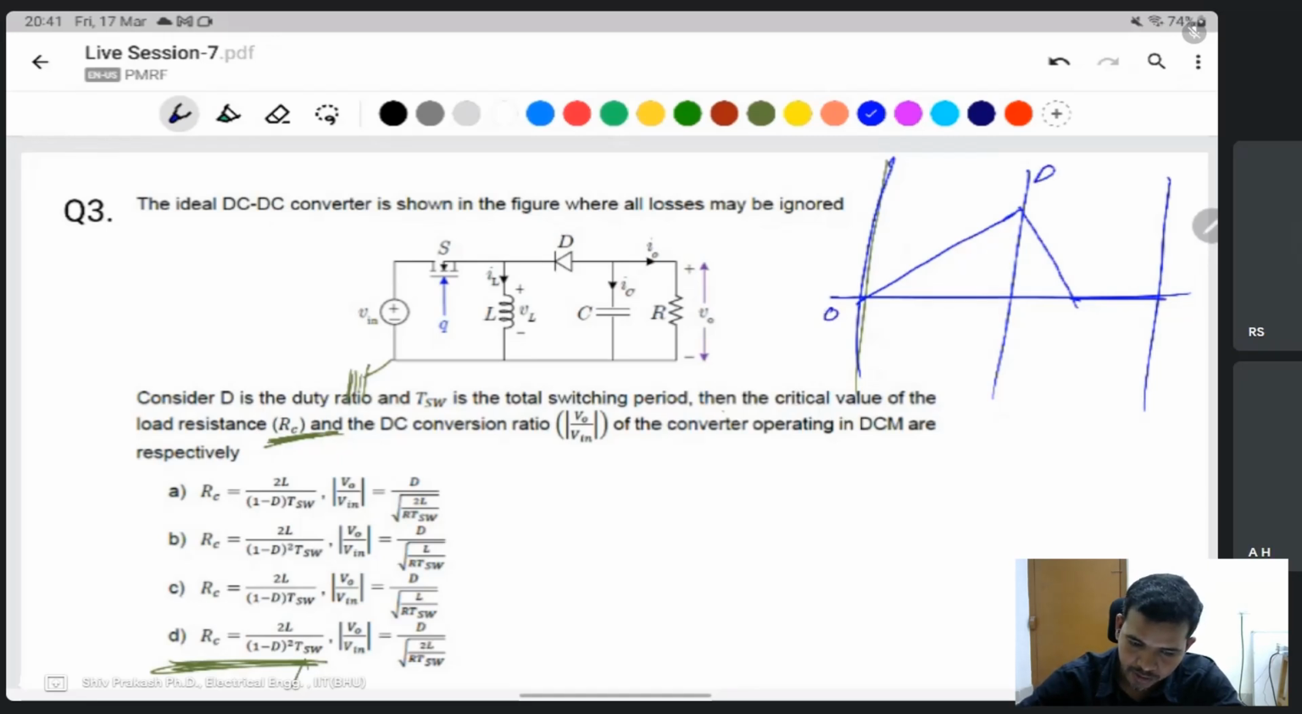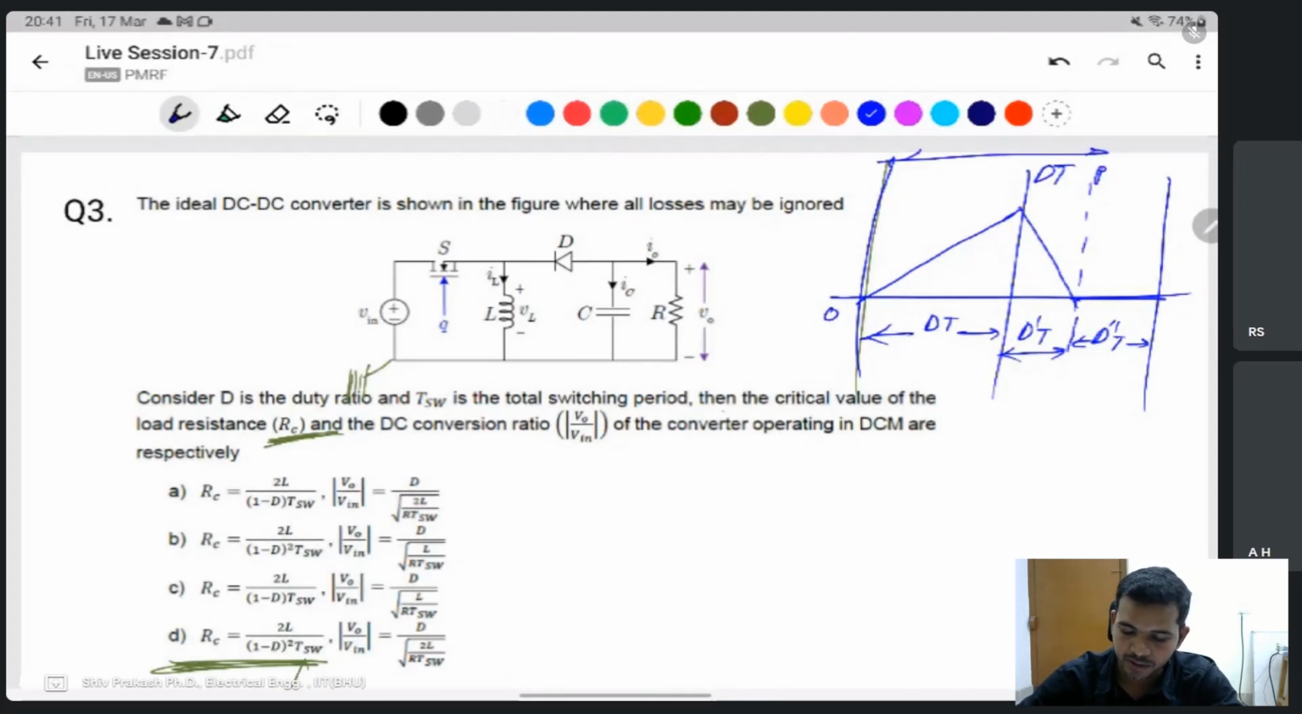0, so dt. For simplicity, I take this one as a dt time period, this one d dash t, this one d double dash t, like that. I separate the duty cycle. And the first one I take as beta, beta means here to here. But in this I take simply phi, so d dash t, d double dash t. Then apply the same volt-second balance.